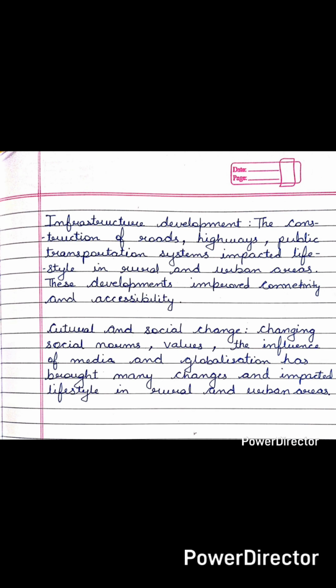Next, infrastructure development. The construction of roads, highways, public transportation systems impacted lifestyle in rural and urban areas. These developments improved connectivity and accessibility. Cultural and social change, changing social norms, values. The influence of media and globalization has brought many changes and impacted lifestyle in rural and urban areas.